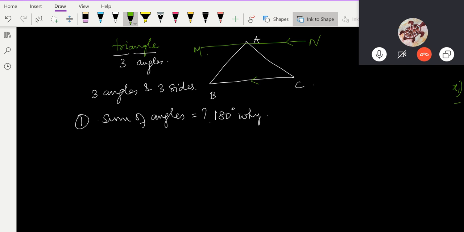So MAB plus BAC plus NAC is equal to 180 degrees because it's a linear pair. Correct. Then MAB is equal to ABC because they're alternate angles, and NAC and ACB are also alternate angles, so they are equal. Therefore, adding them, ABC plus BAC plus ACB is equal to 180 degrees. Fantastic. This is the way that you can prove it.